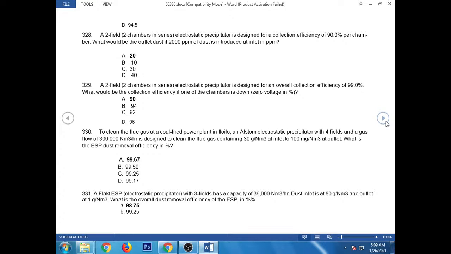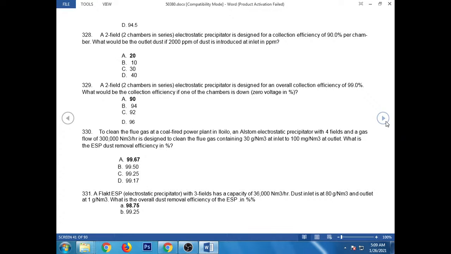A two-field, two chambers in series electrostatic precipitator is designed for an overall collection efficiency of 99.0%. What would be the collection efficiency if one of the chambers is down, zero voltage, in percent? Answer: 90.